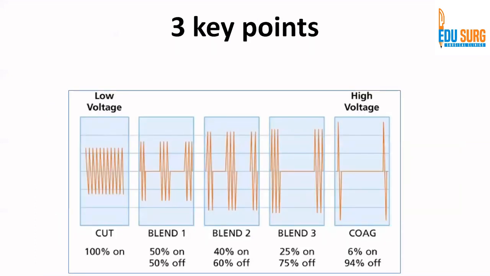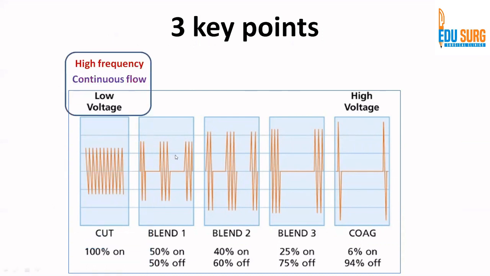Now I said three key points. So what is the third key point? The third key point is highlighted in purple. It is the flow of current, right? So whenever you use a cautery setting, you have to understand that there are three key points that are working to produce desired effects on the tissue. If you understand these points, you can use the cautery very well, right?